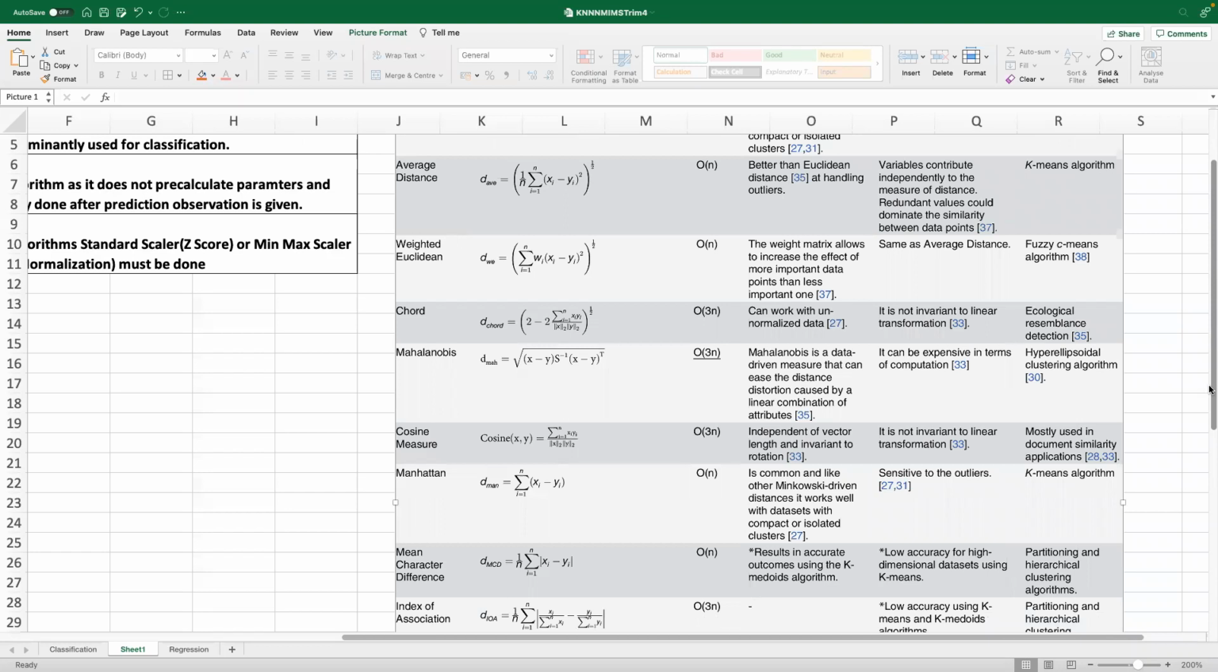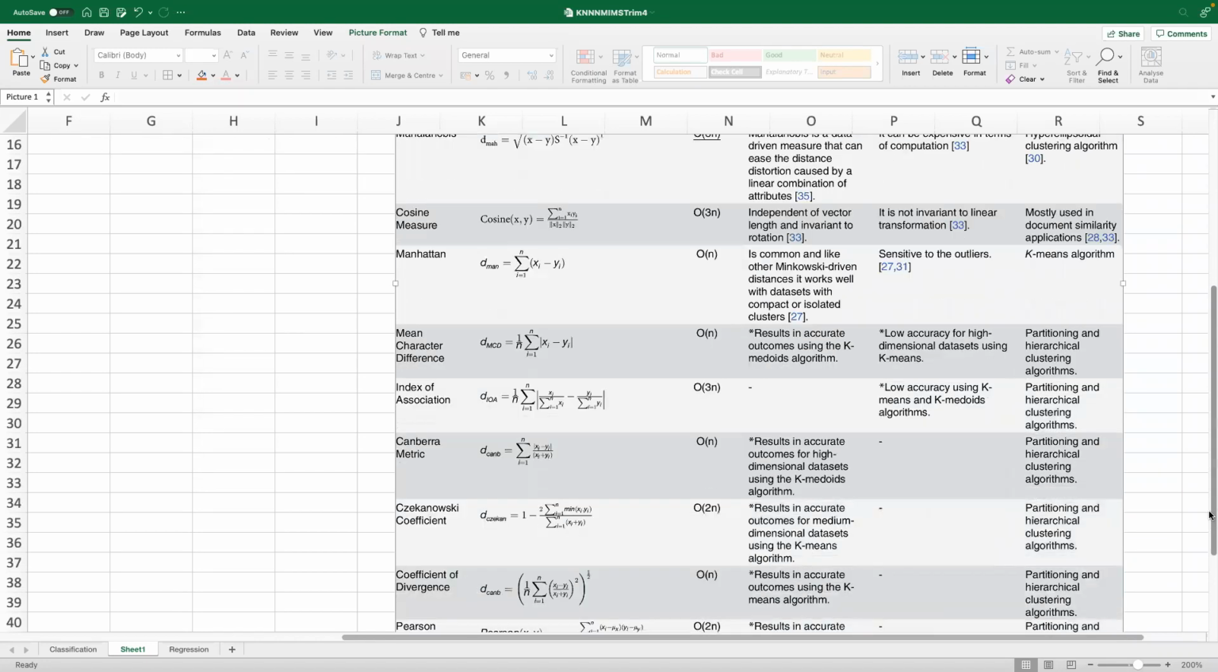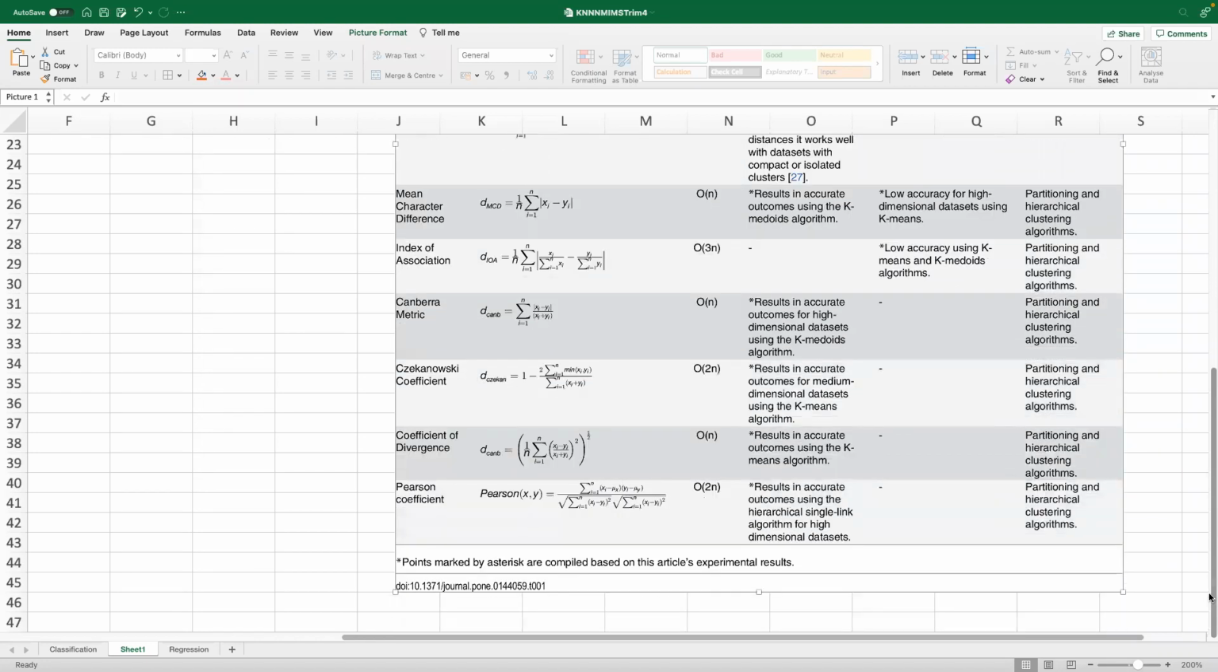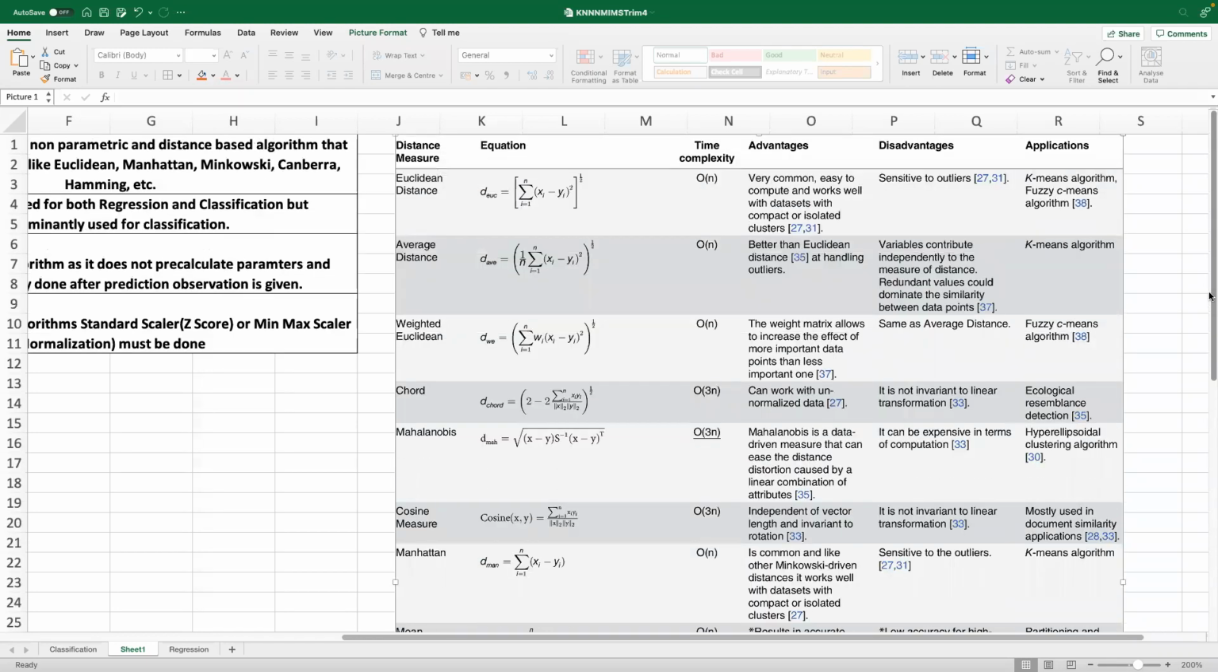Cosine measure is there. Cosine we use in text mining and all. That is also a very interesting one. Canberra, Chebyshev, Pearson coefficient. Hamming is not there here. Hamming and cosine are used in text mining. But otherwise, these are the common distance measures which are used in KNN.